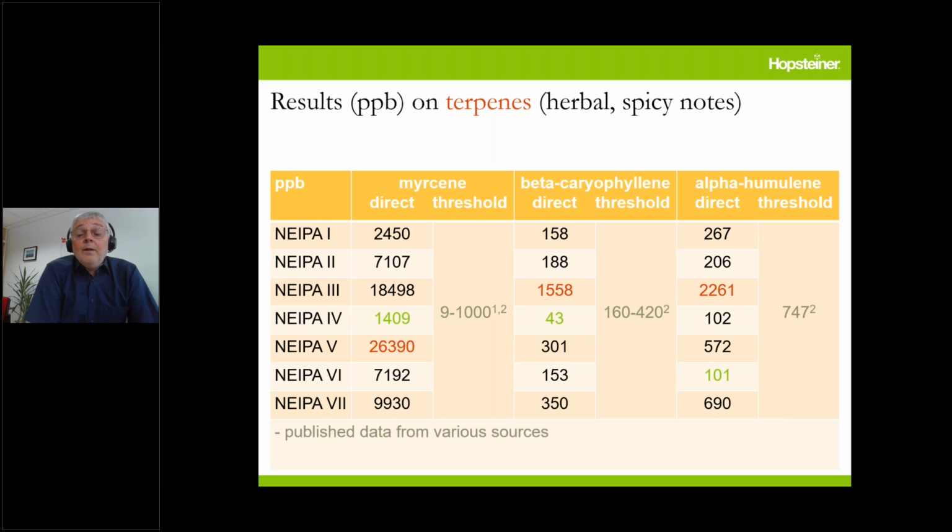With regard to beta-caryophyllene and alpha-humulene, in some samples the thresholds are exceeded, but not in all. In the red-marked New England IPA number 3, you have a clearly higher value as compared to the threshold. In the green samples, number 4 and number 6 for caryophyllene and alpha-humulene respectively, you are below the threshold value.